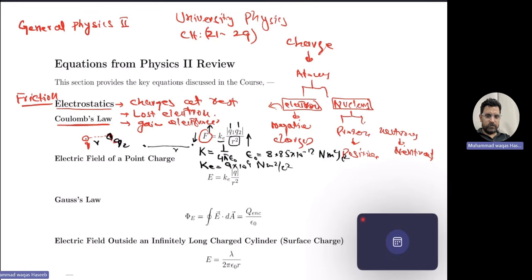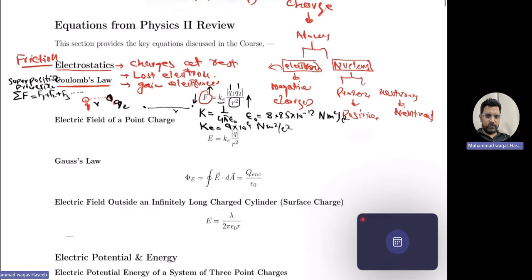So this is Coulomb's law, which states the force between two point charges. And if you have many point charges, you can add the forces, the sum of all forces, F1, F2, F3, and so on. And this is the superposition principle.